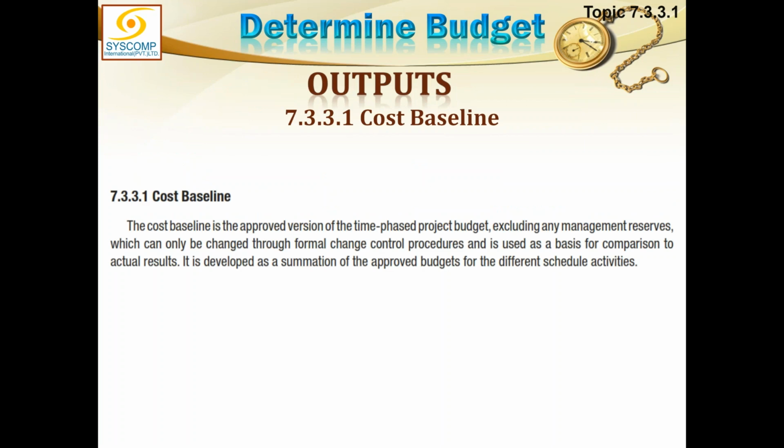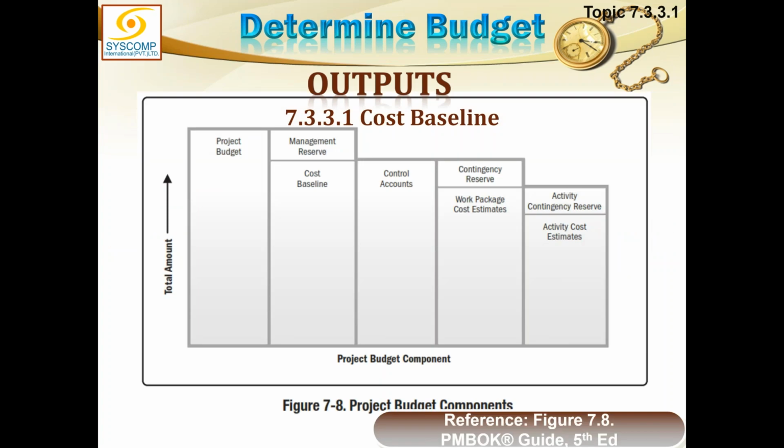So we will be coming up with a cost baseline, which is the approved version of the time phase project budget. Time phase project budget is a cost baseline. On top of that is a management reserve, and both of these things put together is called the project budget. So this does not include the management reserve, which can only be changed through formal change control procedure and is used as a basis for comparison to actual results. It is developed as a summation of the approved budgets for the different schedule activities. So we sum up all the activities and we find the total budget of the time phase budget of the project.